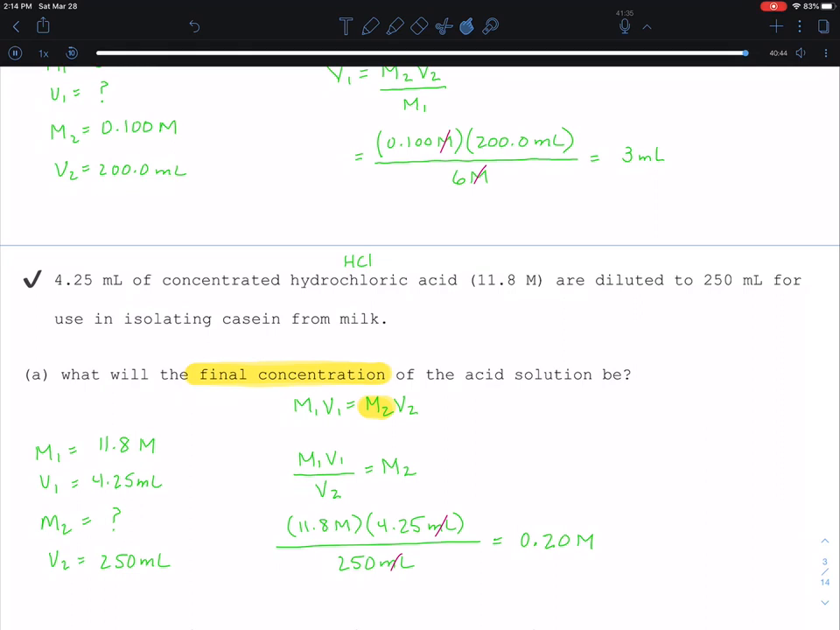So 0.20 molar has 2 sig figs. That 0 to the right of the 2 is significant. In the number 250, there are only 2 sig figs because there's no decimal point, and that trailing 0 is not significant. Only the non-zero digits, right? Just a little reminder of our sig figs.